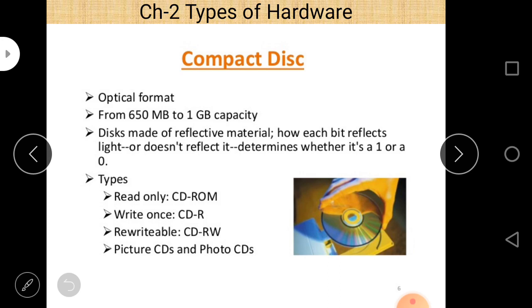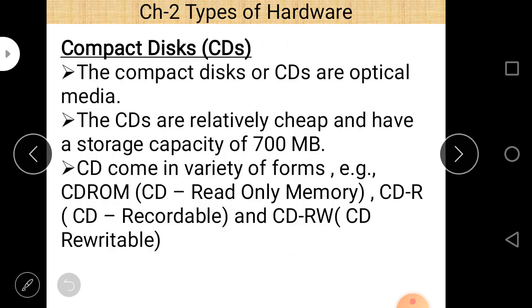Always remember that it is a compact disk, DVD, digital versatile disk, and third one is Blu-ray disc. All these belong to optical format. So now types. There are three different types: CD-ROM, CDR, and CDRW. So read only refers to CD-ROM, write once is CDR, and read-writable is CDRW. These are the three basic types of a CD.